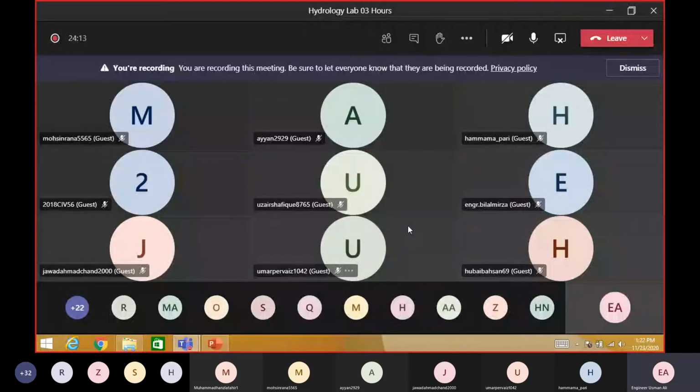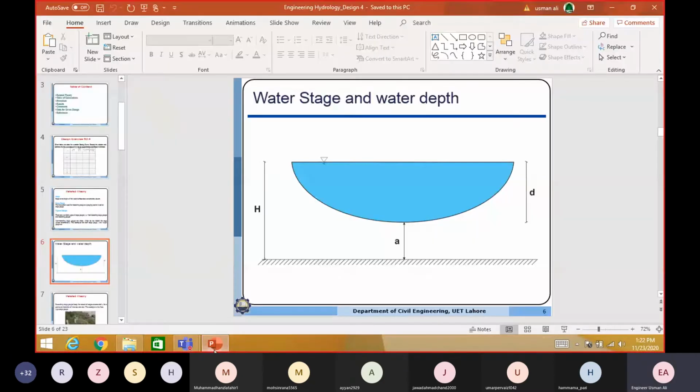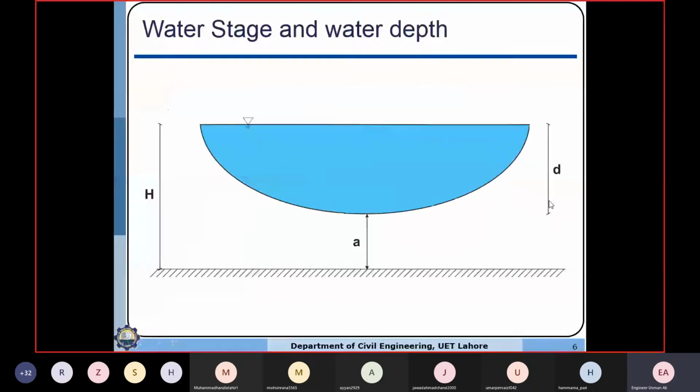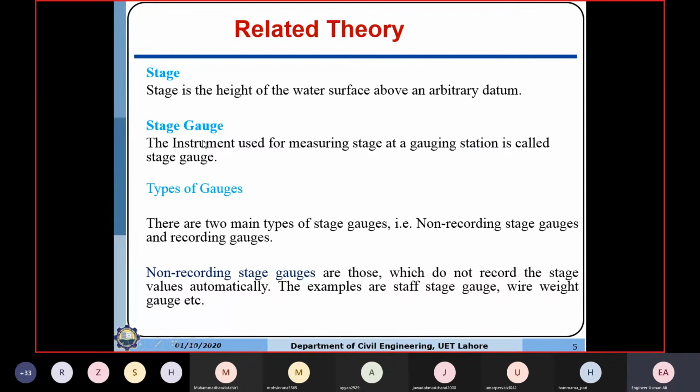I hope you are clear with this stage and depth now. For example, if for a river the depth is 5 meter and the stage is 100 meter, what does it mean? That the stage is with respect to a datum which is 95 meter below the bottom of the channel, and depth is actually the water depth within the channel from the channel bed up to the surface of water. So this is the difference between stage and depth.